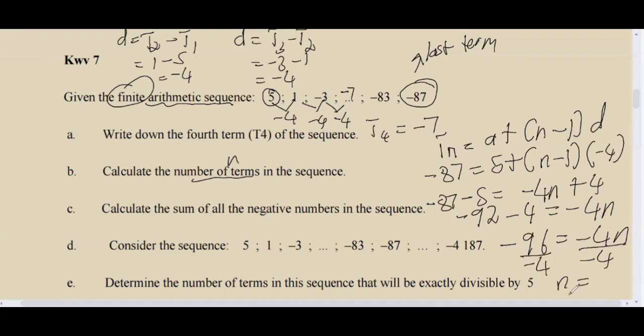Our n is equal to -96 divided by -4. That's equal to 24. So in conclusion, we can say, therefore, there are 24 terms, right? So there are 24 terms. So just like that, we found that -87 is in the 24th position. Therefore, there are 24 terms, right?